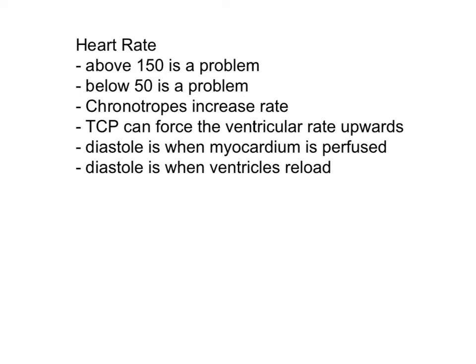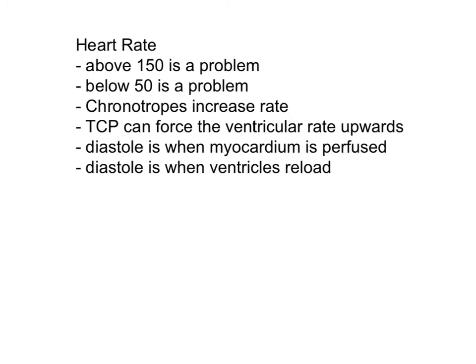And then, in a way, atropine can be considered a chronotrope, although not technically, because atropine is going to block that parasympathetic tone and increase the heart rate that way. Transcutaneous pacing can certainly force the ventricular rate upwards in cases of high degree AV block, where atropine is not going to be effective, and other chronotropes can be used instead of or in addition to, in extreme cases, transcutaneous pacing. When you do transcutaneous pacing, you can certainly force that ventricular rate upwards and improve cardiac output that way.